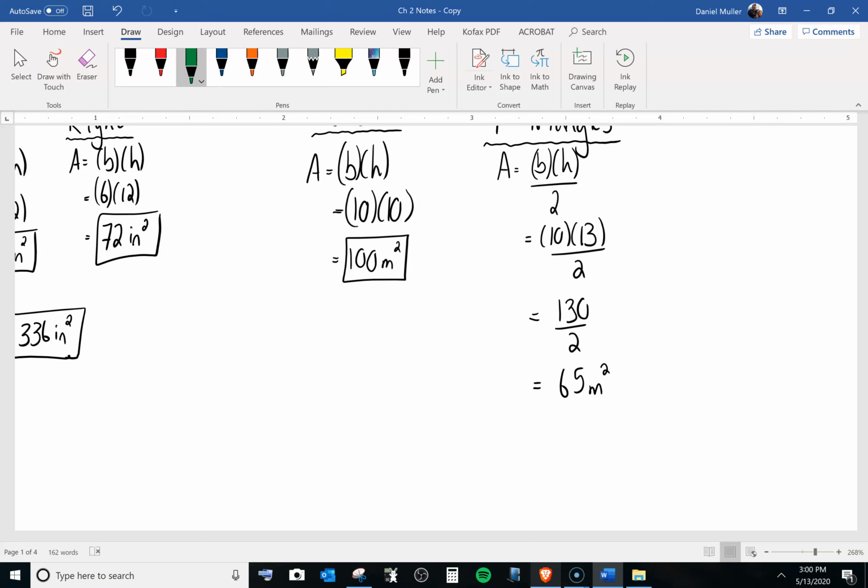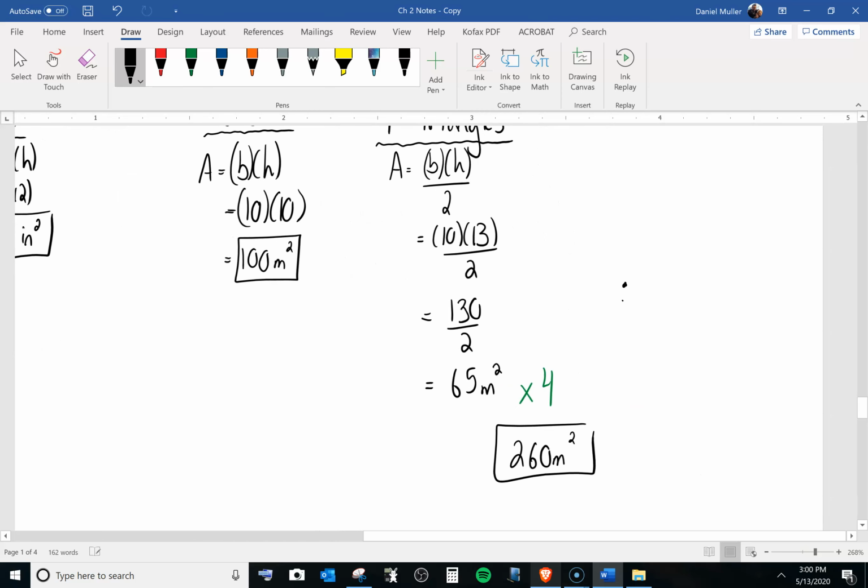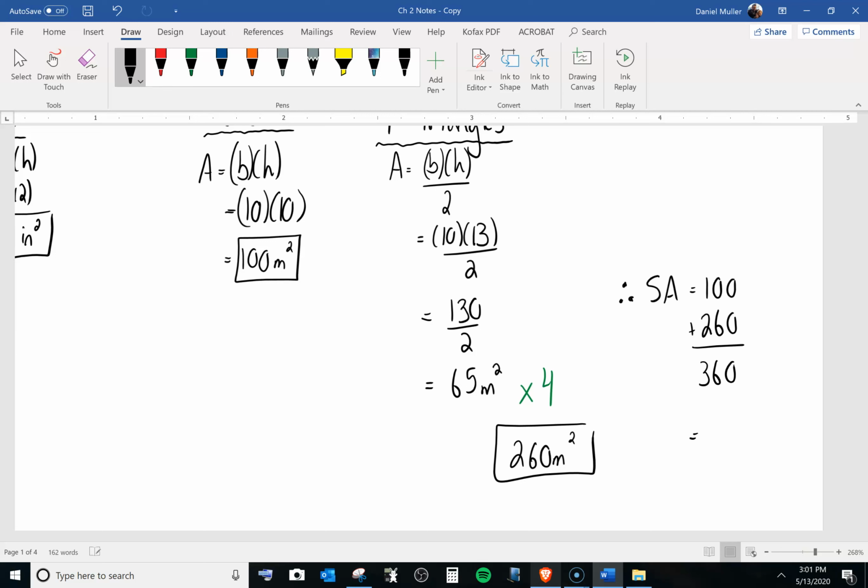And then there's 4 of them. Now, I don't know my 65 times tables, but I do know that 65 and 65 is 130 because we already wrote it there. And then to do that doubled would be 260. So we've got 260 meters squared for our 4 triangles. Therefore, our surface area is going to equal the 100 plus the 260 for a total of 360. So 360 meters squared is our surface area.